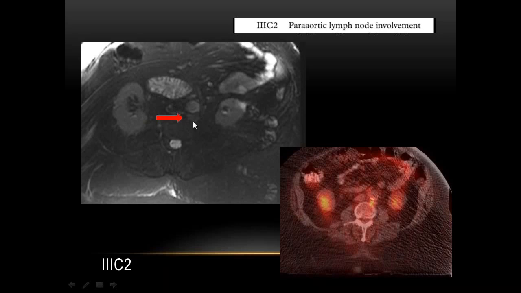This is just an example. We suspected it on MRI. The patient went on to have a PET, attenuation correction only, in which this lymph node was FDG avid.